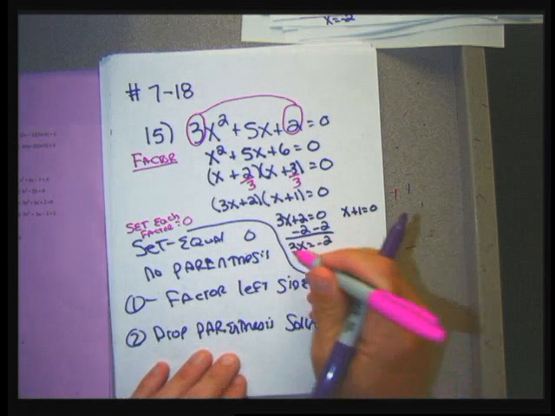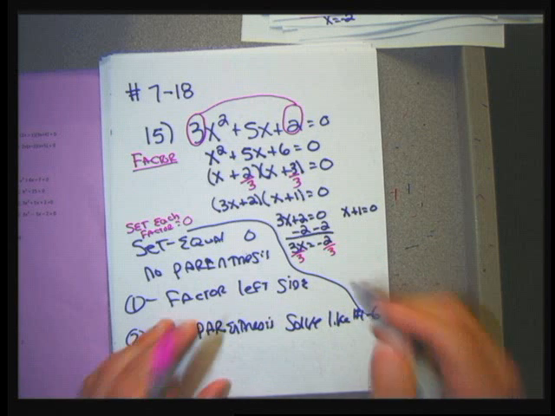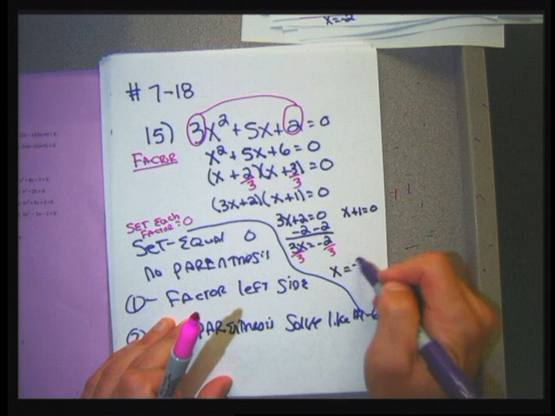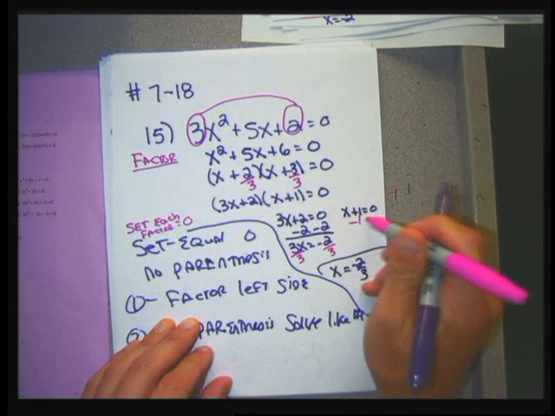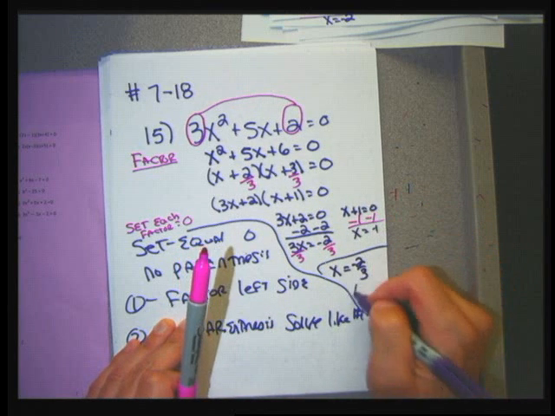For the first factor, the 3x plus 2 takes 2 steps to solve. I have to minus 2 and divide by 3 and get negative 2/3 for one of the answers. For the x plus 1, I minus 1 from both sides and get x equal to minus 1.